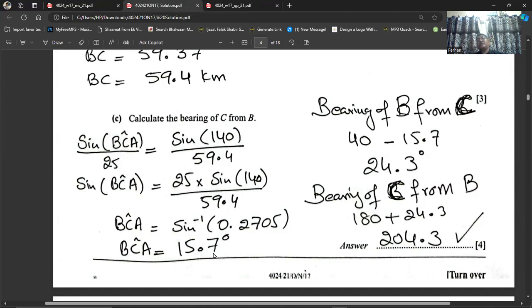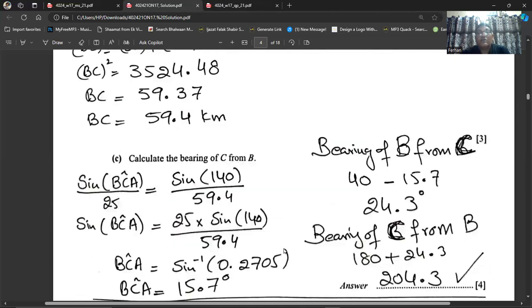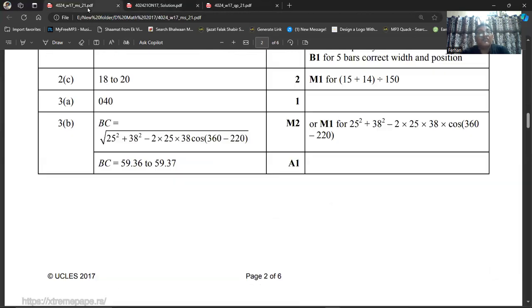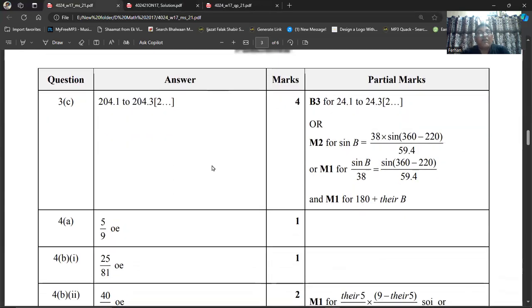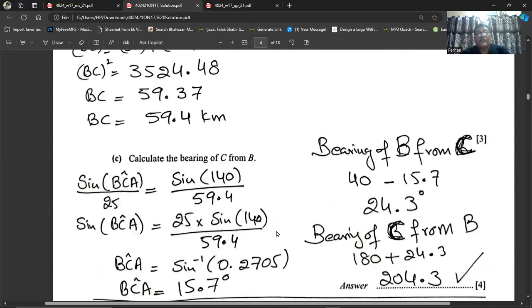The bearing of B from C will be 40 minus 15.7, that will be 24.3. But their question is the bearing of C from B. So that will be 180 plus 24.3, and that will be 204.3. So 204.3 is the right answer, sir.